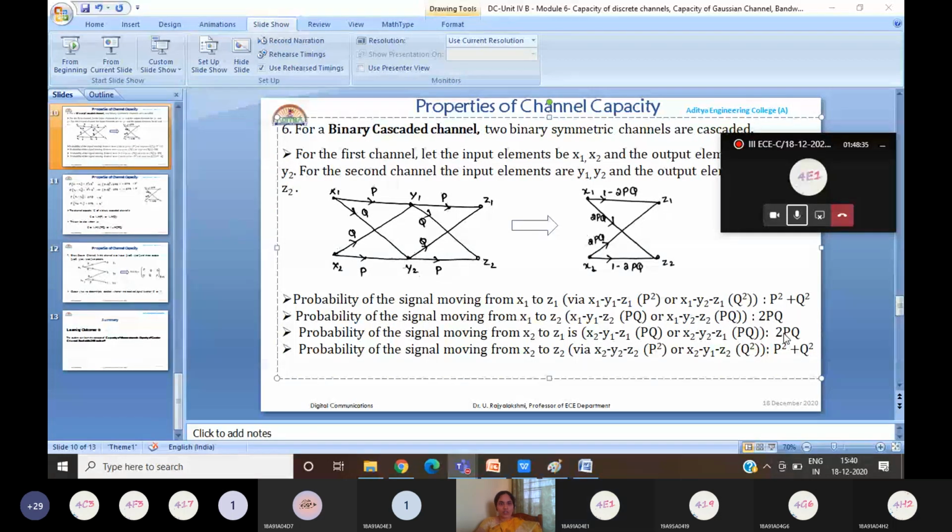Okay, good. Next, can you tell me what is the probability of x2 moving towards z2? Yes, ma'am. x2 to y2 and then to z2. What is the probability? P into P. P square. What is the another path? x2 to y1 and then to z2, ma'am. The probability is Q square. So total probability is P square plus Q square. Okay, very good. Thank you very much. You can mute. Thank you, ma'am.